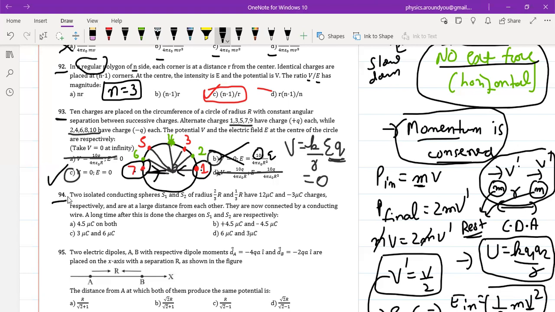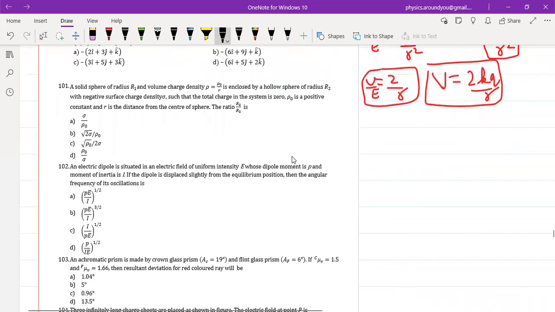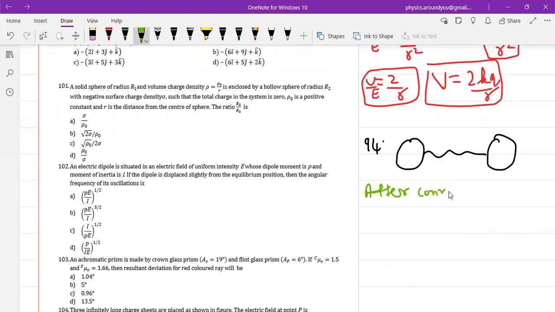Now going to question number 94. In question 94, this is a very familiar and very frequently tested concept from a NEET perspective, where the charges are connected by a conducting wire. So henceforth, whenever you see charges or shells connected by a wire, the immediate picture is that after connection, both spheres will have the same potential.